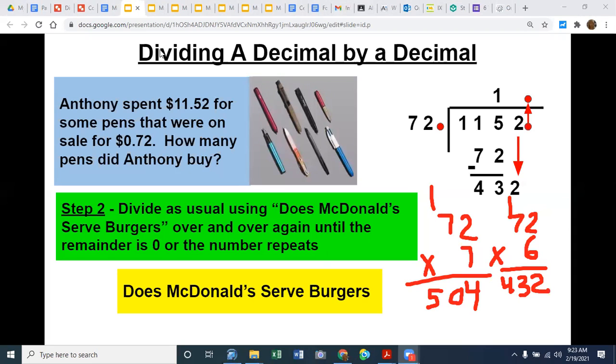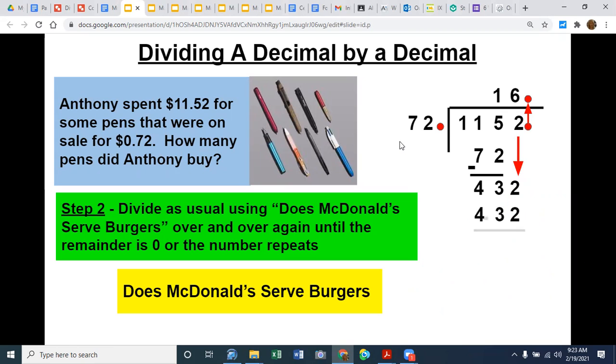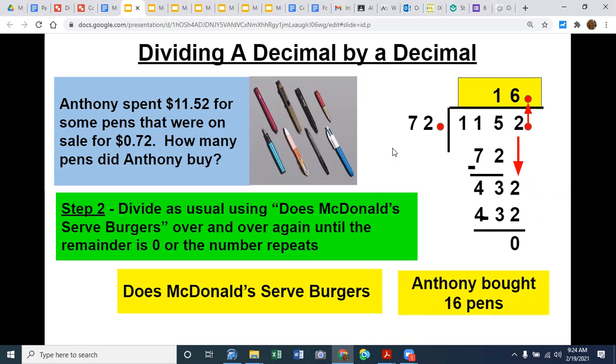So we're going to put a 6 up there. And then we're going to multiply 6 times 72, and that should give us 432. And then we subtract, and we get 0. And we are done. There's nothing more to bring down. So our answer is, he bought 16 pens. Did you get that right? Hopefully you tried that. You should have gotten 16.